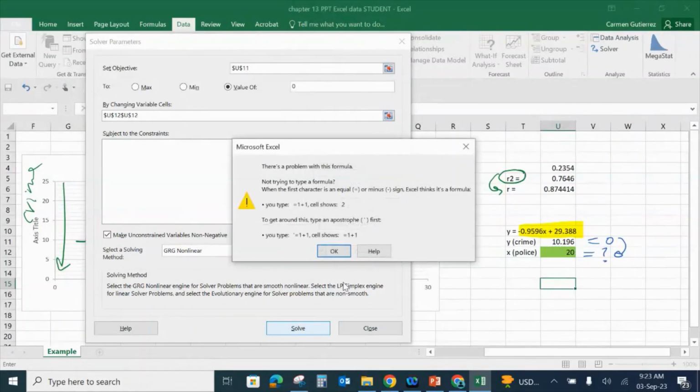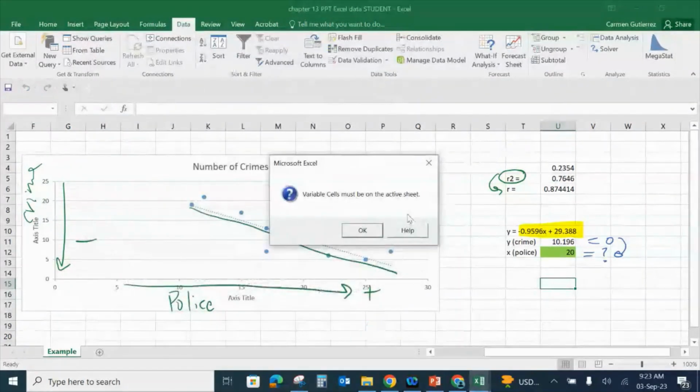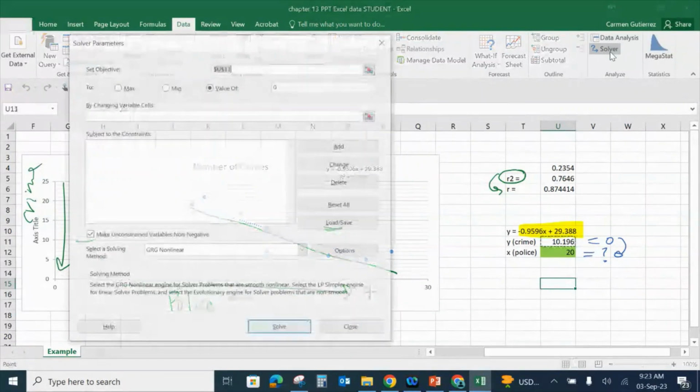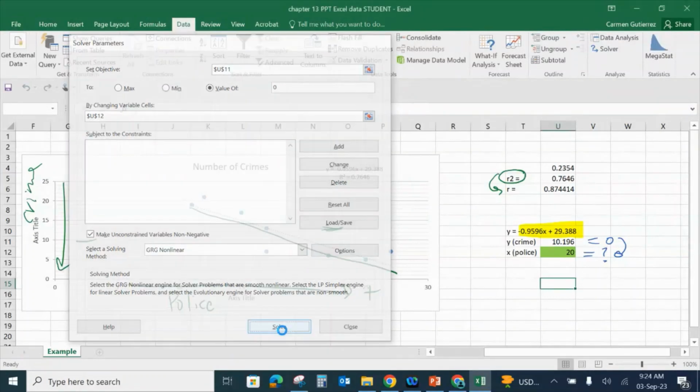I say solve. Wait, I did something. What did I do? Say okay. I clicked it a couple of times. Okay, close. I'm going to just close it. Okay, Solver, here we go. Objective is that my Y is equal to 0 by changing my police. I say solve, and it will be here.